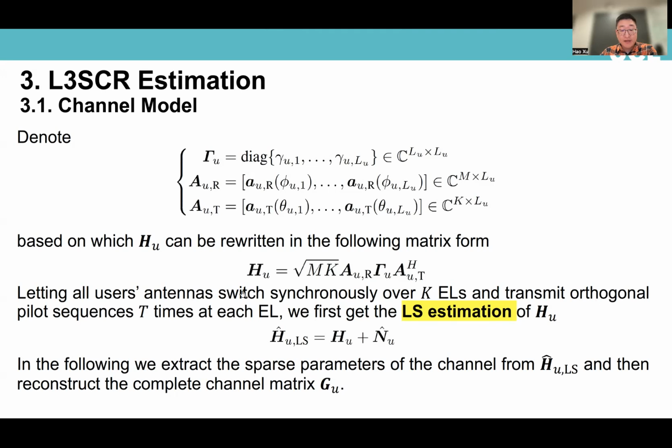Letting all users' antennas switch synchronously over K estimating locations and transmit orthogonal pilot sequences T times at each estimating location, we can get the least square estimation of H_U as follows. We do this by following similar steps to the previous section on the least square estimation scheme. In the following, we extract the sparse parameters of the channel from this least square estimation and then reconstruct the complete channel matrix G_U.